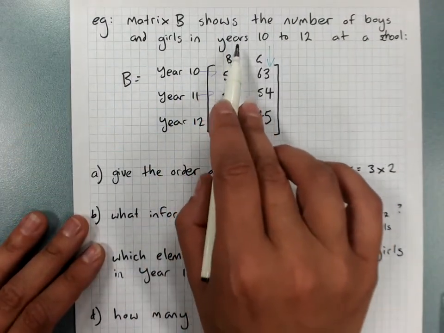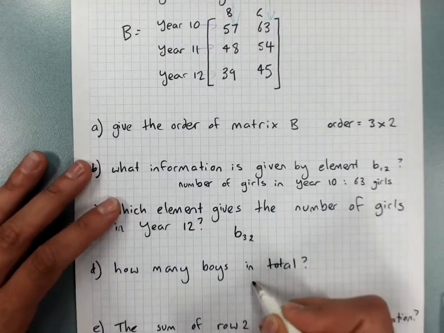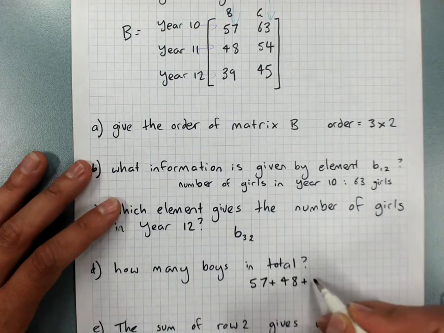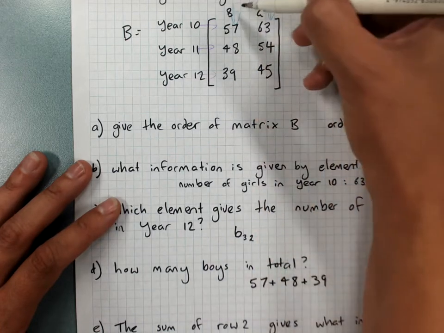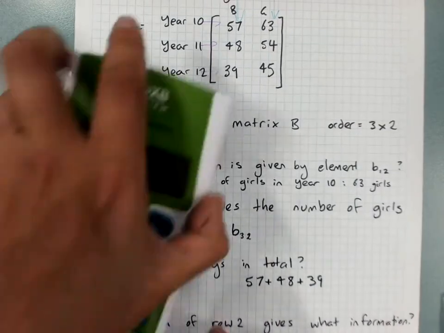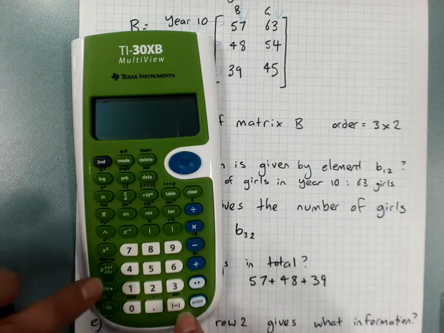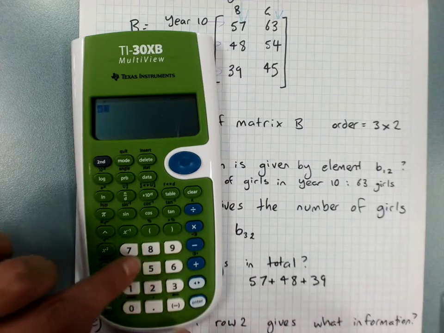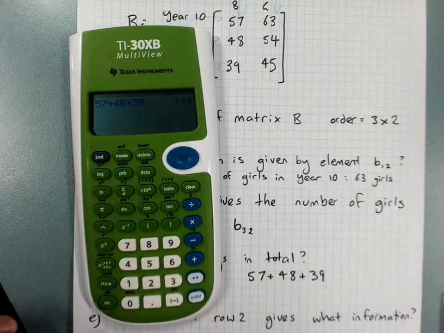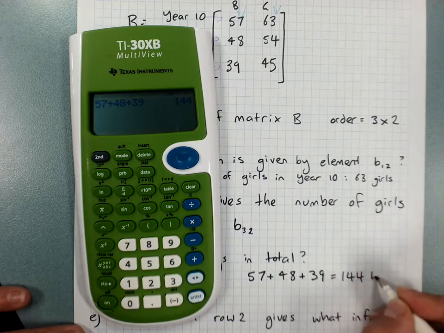How many boys in total? We go to where the boys are and we add up and we'd show our working. 57 plus 48 plus 39, so the sum of column 1 gives us the number of boys. I don't feel like doing that, so always write down what you're going to do, then type it in. 144 boys.